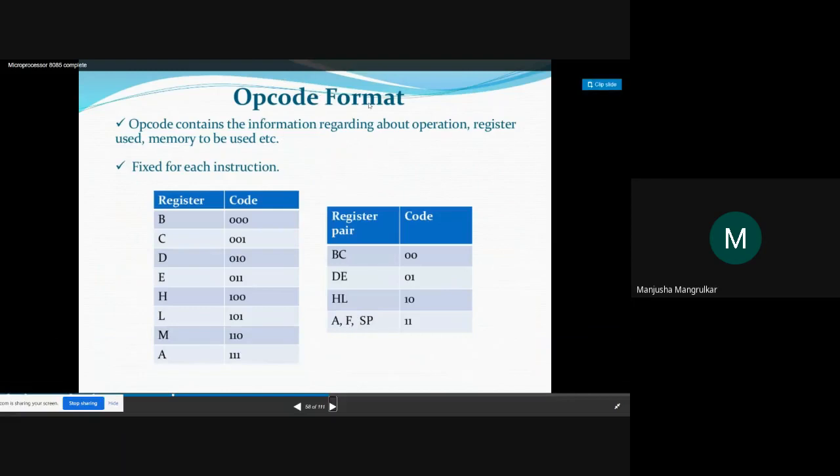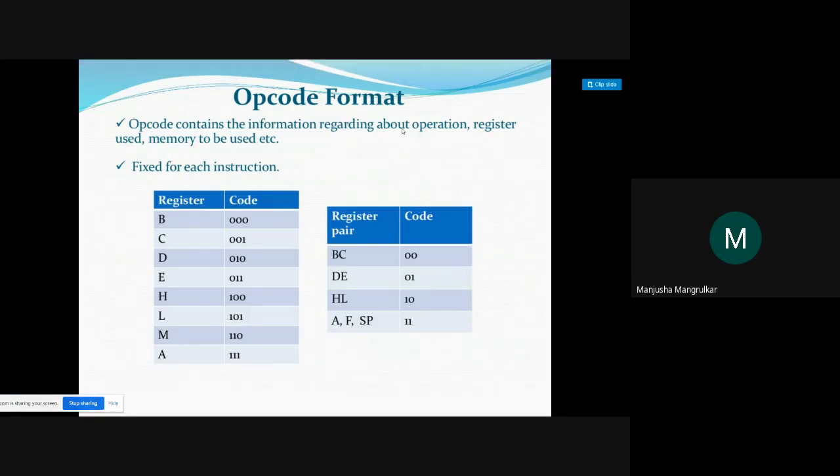Now, opcode format, we will see that. Opcode contains the information regarding the operation, register used and memory to be used, right? This is the opcode basically. So it contains the information regarding the operation. Opcode means register used and the memory to be used. The fixed code of such instruction.